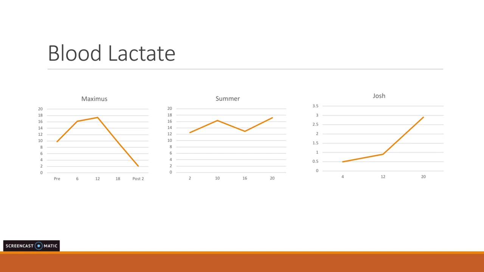Josh's blood lactate levels, although they look like they are rising, only go to a max of 2.9, showing that throughout the exercise he's working aerobically, and therefore was most likely out of the 3 participants to be working in a steady state.